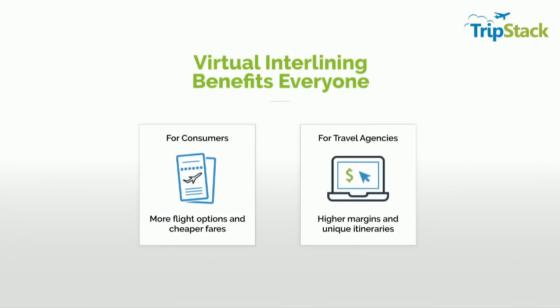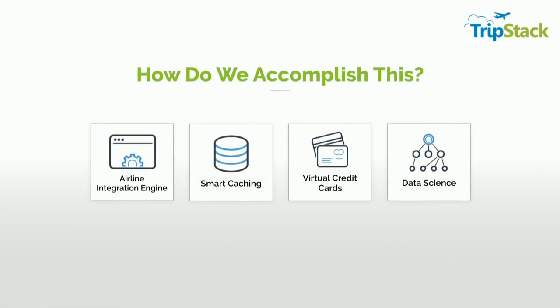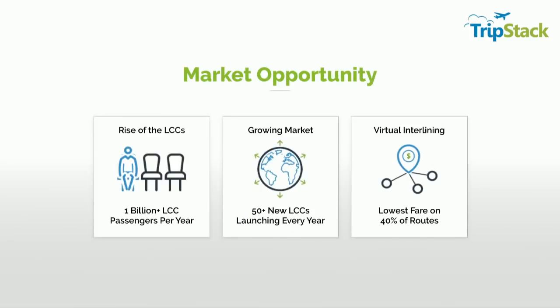As you can see, virtual interlining benefits both the consumer and the OTA. For the consumer, it is more options and lower fares, and for the OTA, it's higher margins and more revenue. How do we accomplish this? First thing we've done is we've built out an airline integration engine that allows us to integrate airlines really quickly in as little as 1 week. We also use virtual credit cards, data science, and smart caching technologies to make sure our integrations are secure, reliable, and fast.